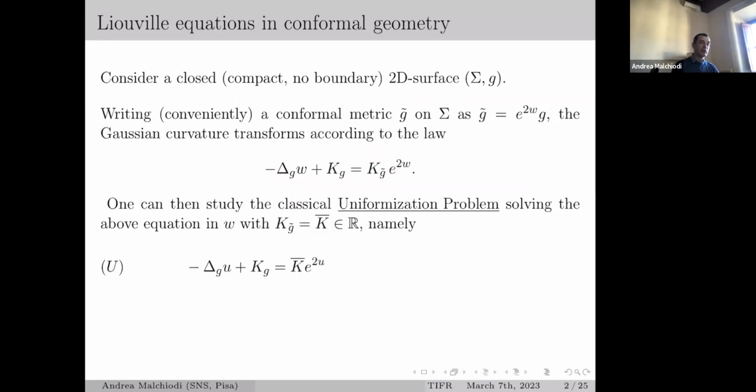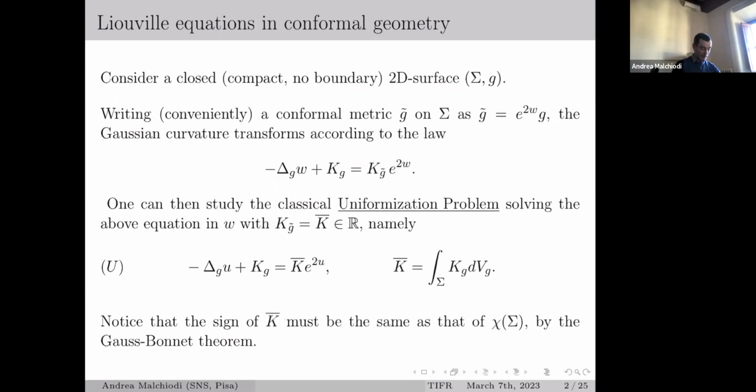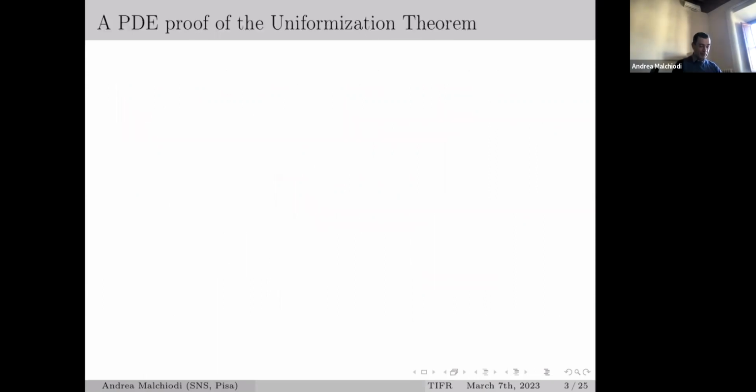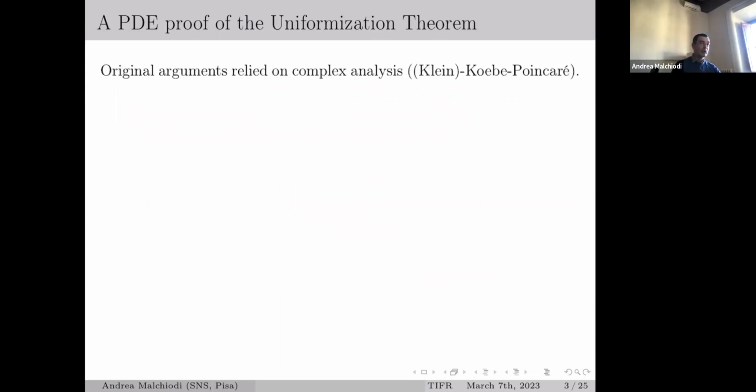Okay, so that's the equation you need to solve. If you're able to do it, then you uniformize the surface. And there's a constraint on K bar. By the Gauss-Bonnet theorem, it should be given by the integral of the background Gaussian curvature with respect to the original metric. Okay, so let me present a PDE proof. The classical proofs go back to Koebe and Poincaré. The problem was posed by Klein, but there are more modern proofs which exploit the variational structure of the equation.